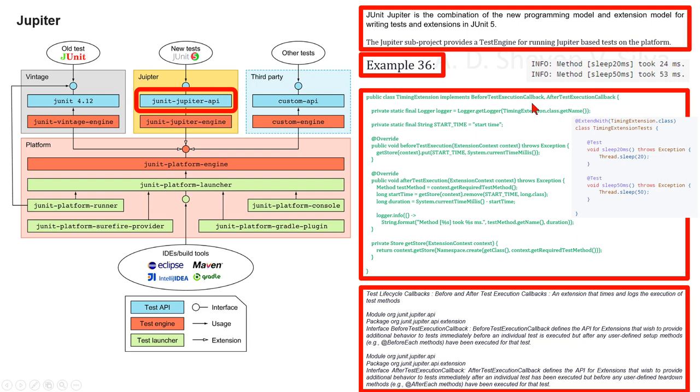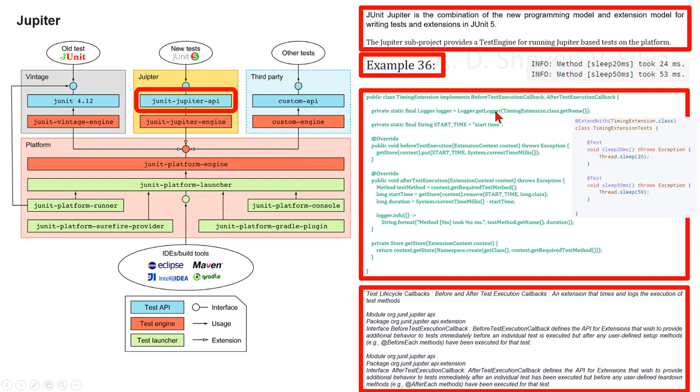BeforeTestExecutionCallback and AfterTestExecutionCallback define the API for extensions that wish to add behavior that will be executed immediately before and immediately after a test method is executed, respectively. As such, these callbacks are well suited for timing and tracing and similar use cases. If you need to implement callbacks that are invoked around @BeforeEach and @AfterEach methods, implement BeforeEachCallback and AfterEachCallback instead.